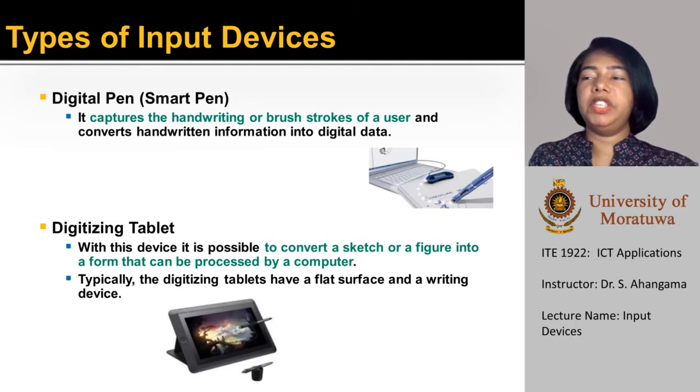Then we have digitizing tablet. With this device, it is possible to convert a sketch or a figure into a form that can be processed by a computer. Typically, the digitizing tablets have a flat surface and a writing device. So as the user moves the writing device across the surface, the digitizing device records the movement as a series of points and sends them to the computer.